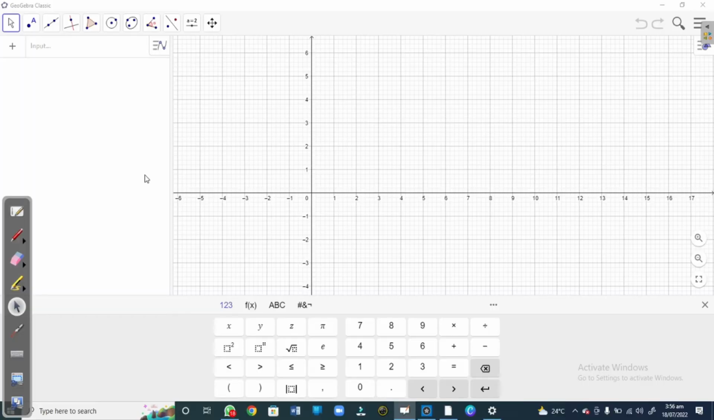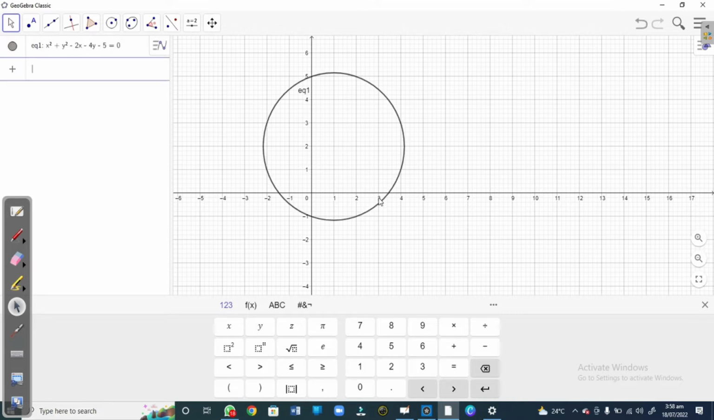Alright, we are in GeoGebra now. We are going to enter our circle quickly. And our circle is x squared... right. So this is our circle. We are going to enter the line and see where they meet. So this is our circle and our line. And the question says the circle is cut by the line at the points P and Q.